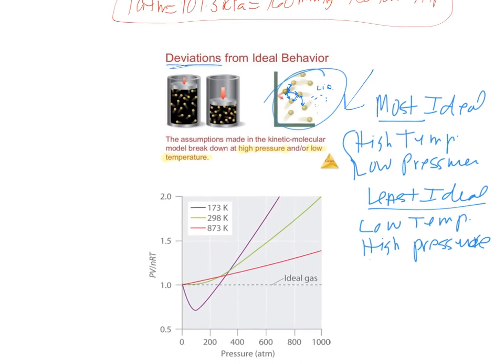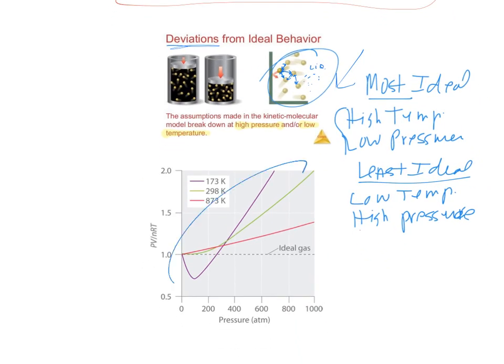It's the attractions that make the particles clump up and act like the next state down from a gas, which is a liquid. All right, this is a great graph because this is the same gas at different temperatures. The purple is at a lower temperature, the green is at a higher temperature, and the red is at the highest temperature. If this dotted line is ideal gas, then you notice that at the highest temperature, the gas behaves the most ideally.